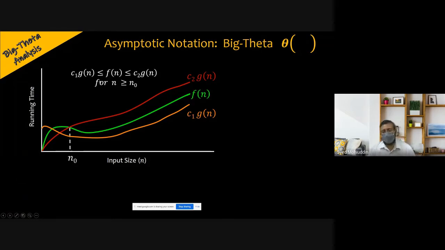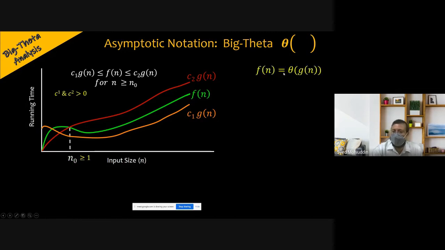So theta notation is between the upper bound and the lower bound. When this is true, there are two different constants, c1 and c2, and both constants are greater than 0. Like in other notations, we said c is greater than 0. Same way here, both c1 and c2 are greater than 0. Then n0 should always be greater than or equal to 1.